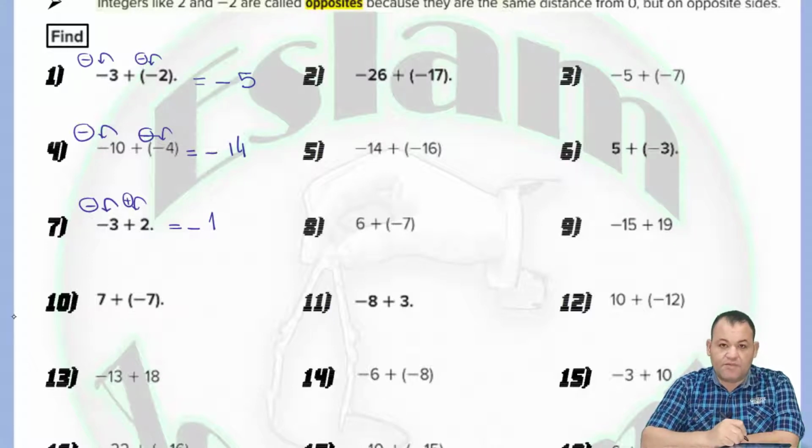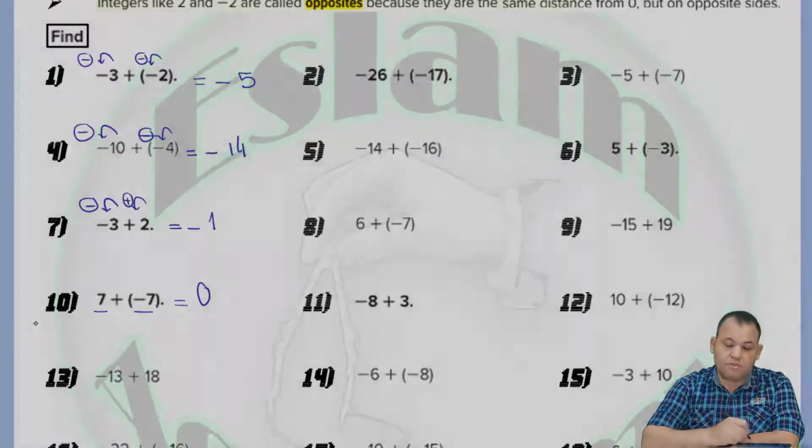7 plus negative 7. If you look at the question, we have 7 and negative 7, which are two opposite numbers. We said the sum of any two opposite numbers is equal to 0.